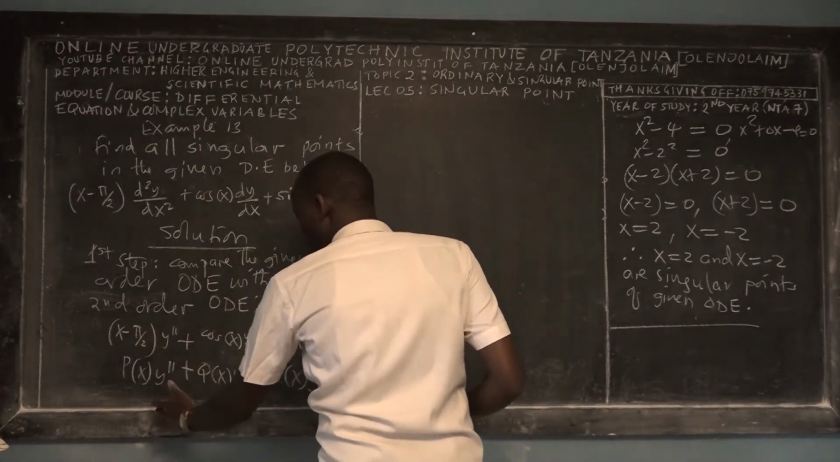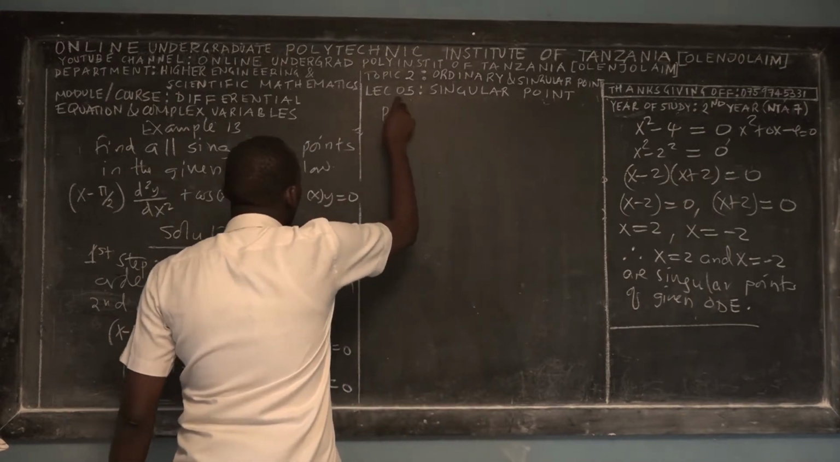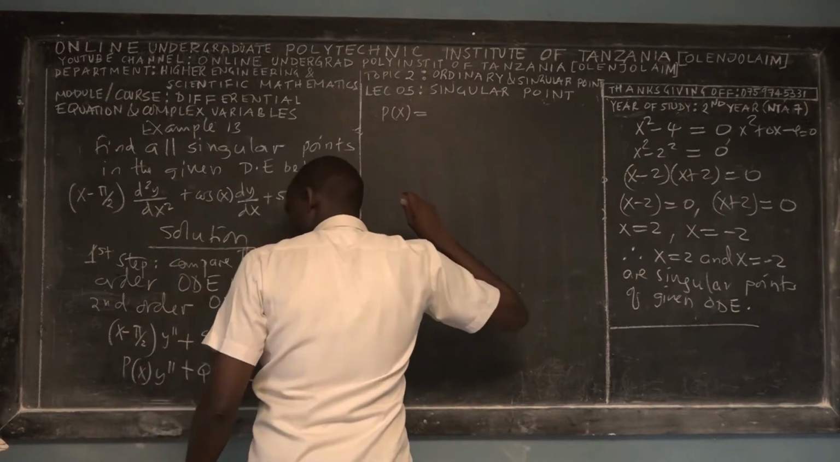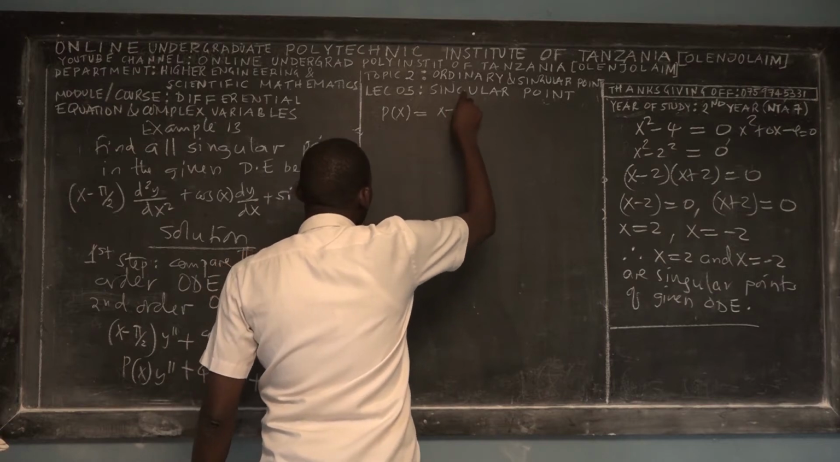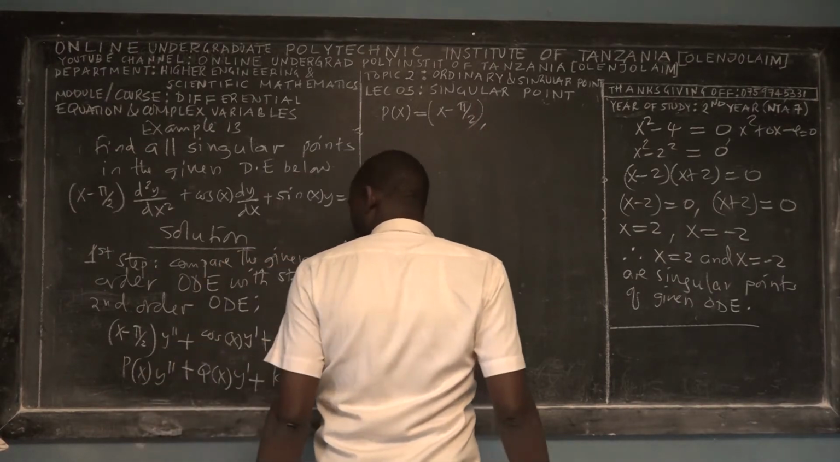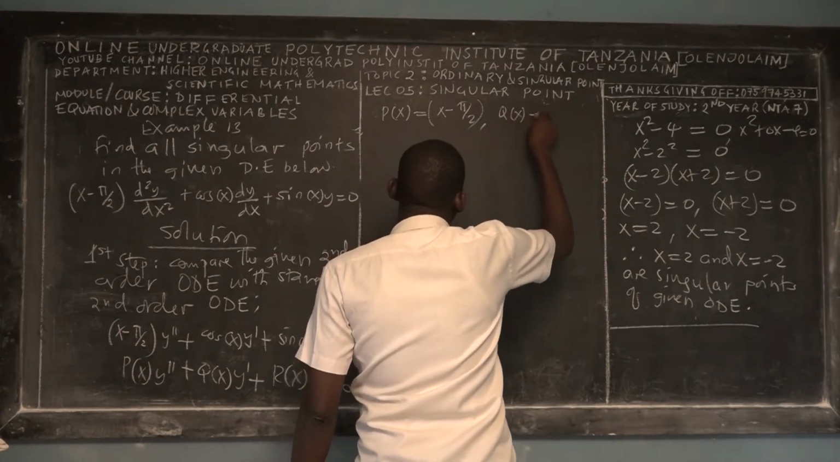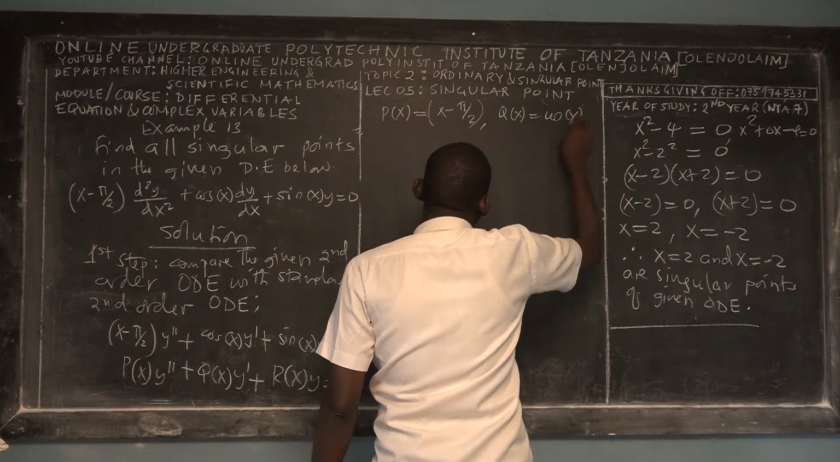So if we compare the coefficient of the second derivative, what do you find? You find p of x is equal to x minus pi over 2, and then you have q of x is equal to cosine of x.